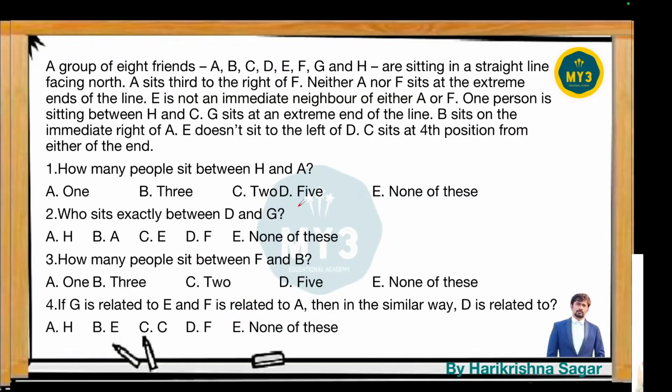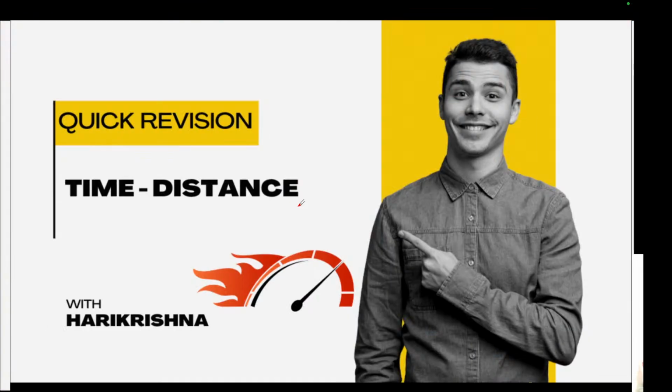So like that the puzzles are given. I'm just giving one puzzle. Take a screenshot and practice this question. And then you will be seeing the last topic, that is time and distance, trains and boats, unit number 1.